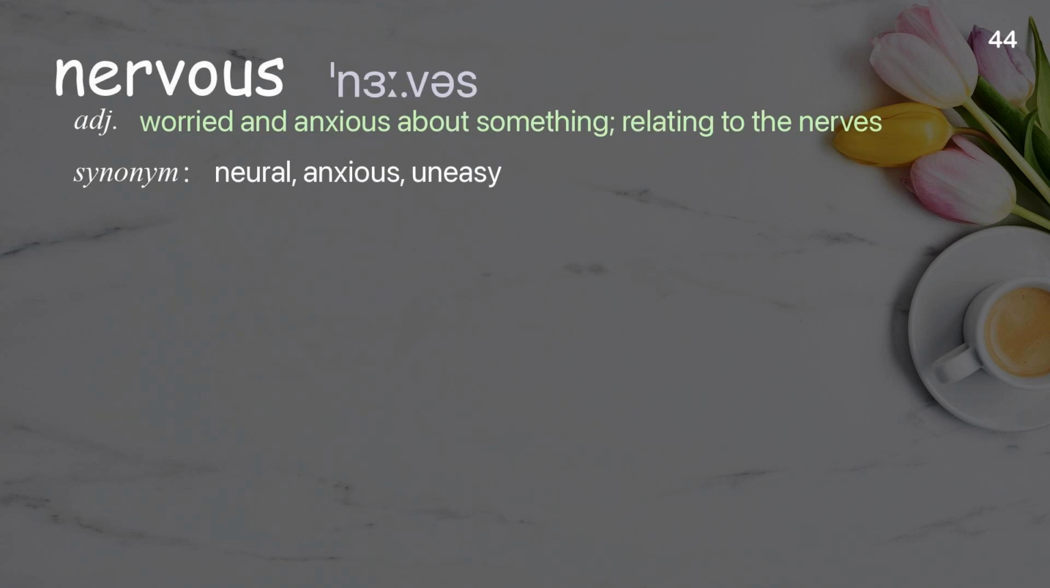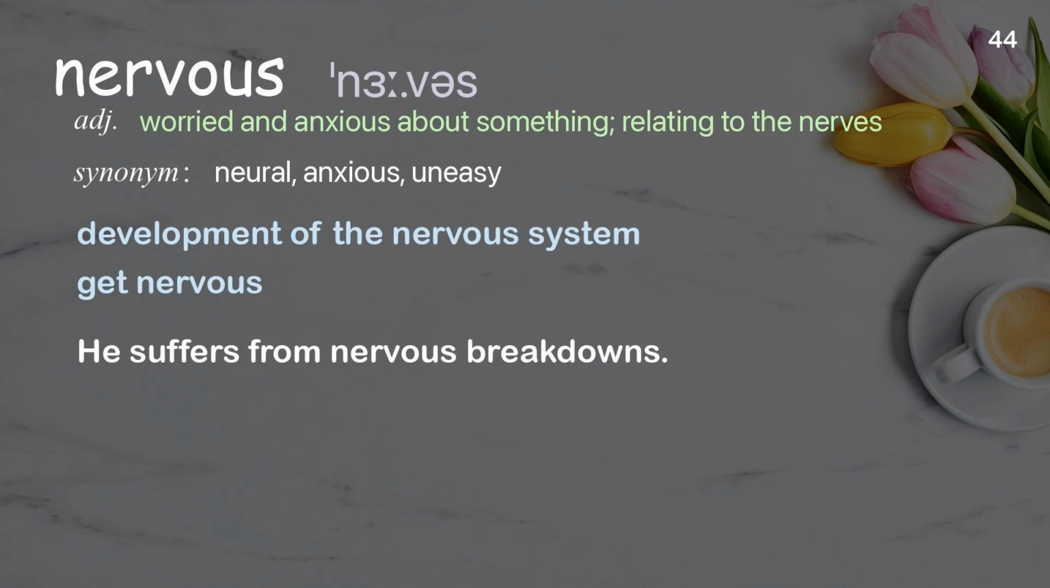Nervous. Worried and anxious about something; relating to the nerves. Examples: development of the nervous system. Get nervous. He suffers from nervous breakdowns.